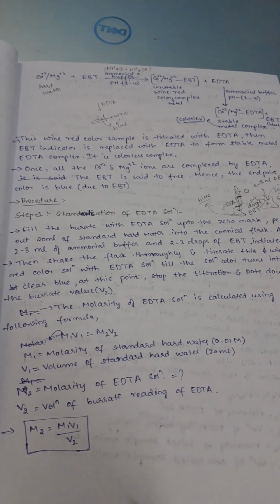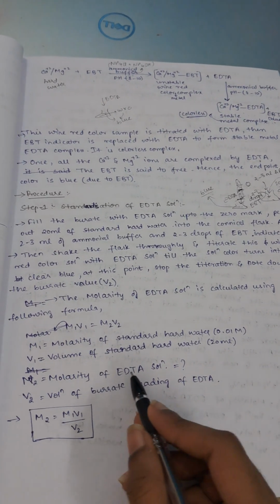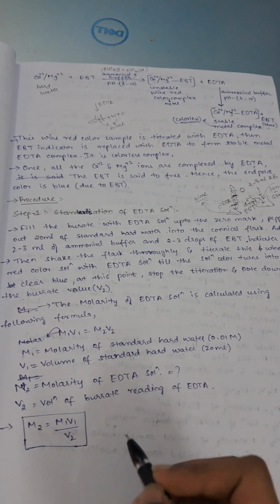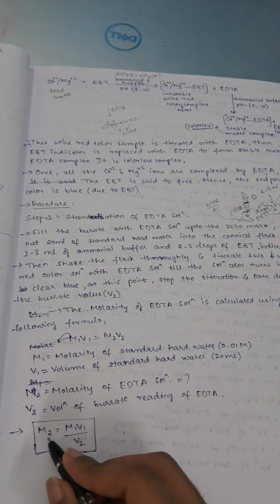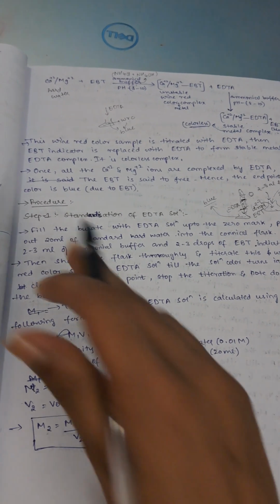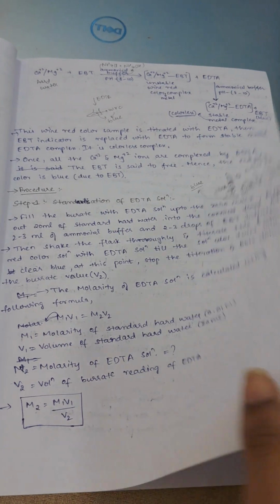Next, M2 is the molarity of EDTA solution, which we need to find out. M2 equals M1V1 by V2. So the molarity of EDTA solution can be found using this first step method, the standardization of EDTA.